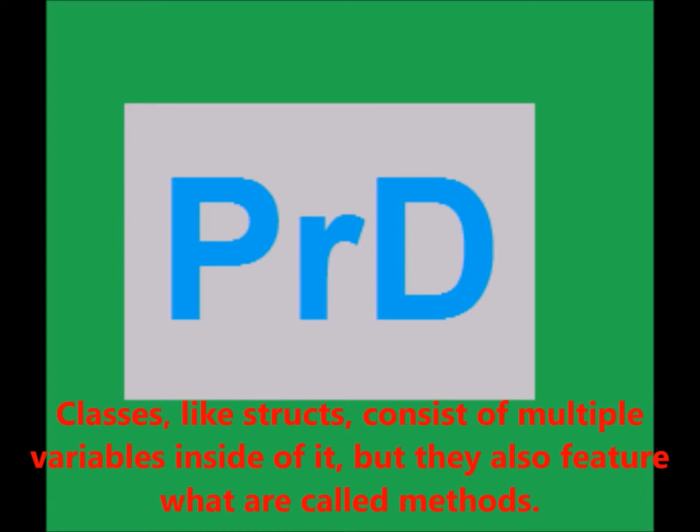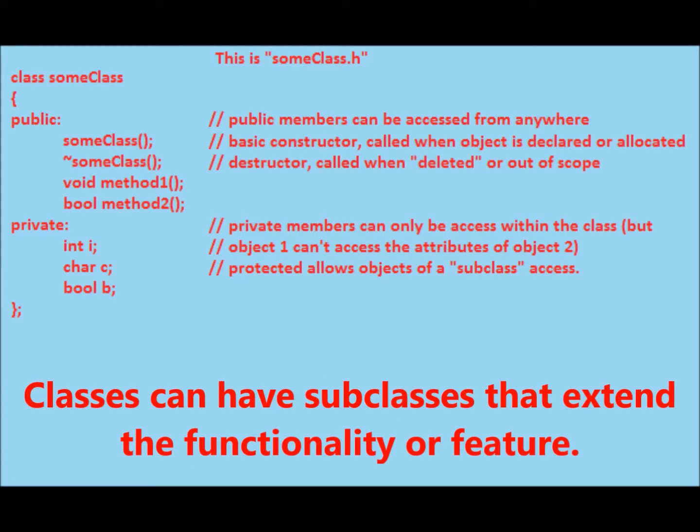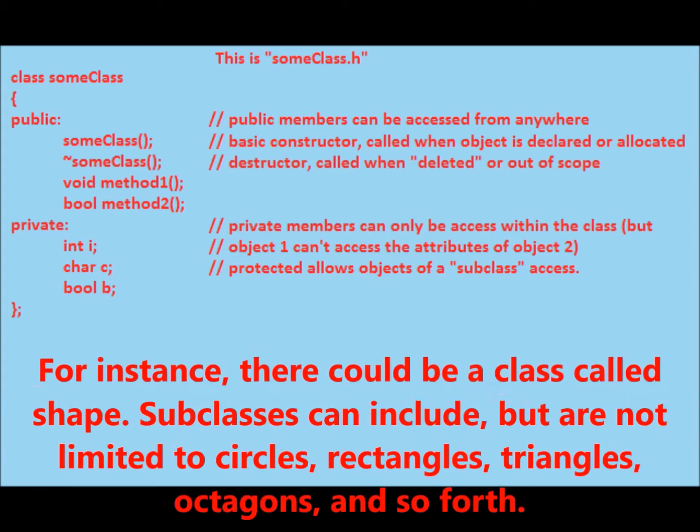Classes, like structs, consist of multiple variables inside of it, but they also feature what are called methods. Methods are basically functions that apply to a particular object. Classes can have subclasses that extend the functionality or a feature. For instance, there could be a class called shape. Subclasses can include, but are not limited to, circles, rectangles, triangles, octagons, and so forth.